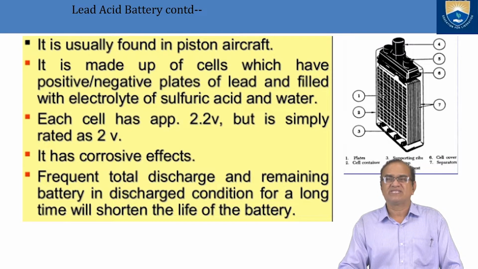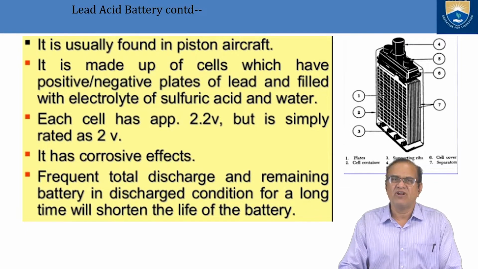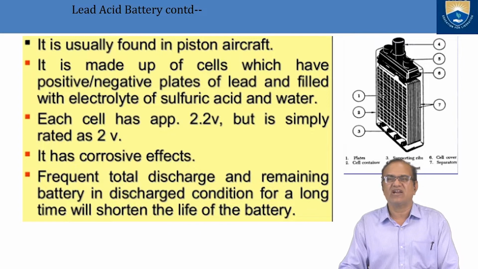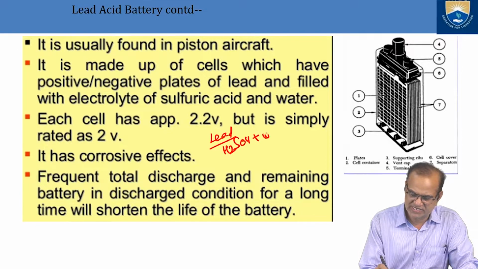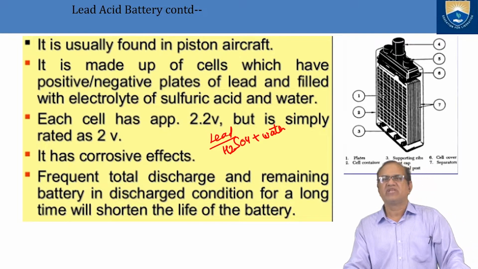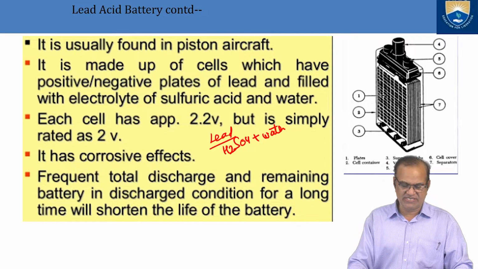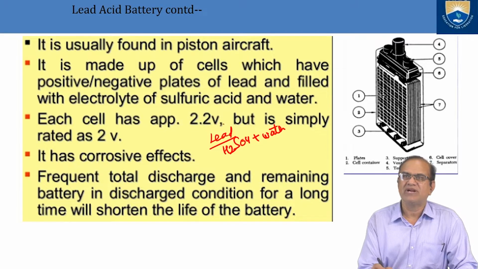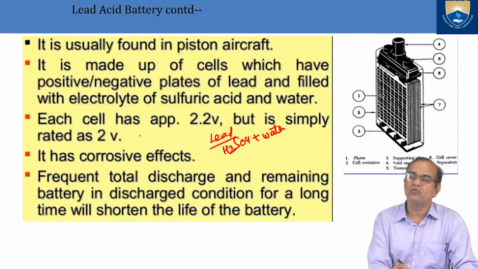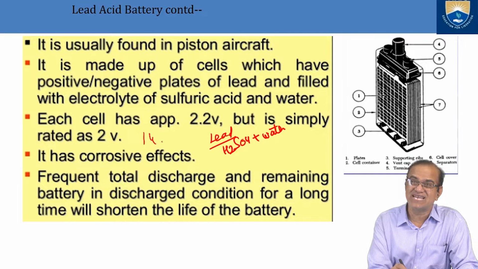It is made up of cells which have positive and negative plates of lead and are filled with an electrolyte of sulfuric acid and water. So in this, lead and H2SO4 with water is used. It has a corrosive effect. Each cell has approximately 2.2 volt but is simply rated as 2 volt. So if you want 28 volt, you need 14 cells.